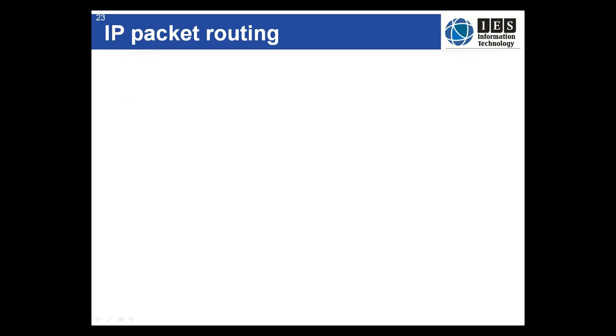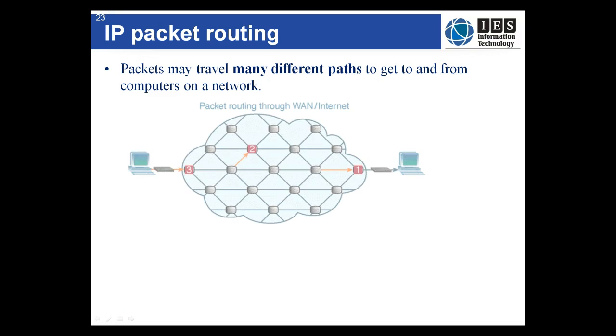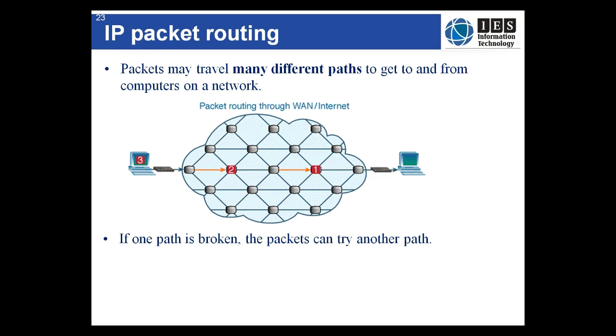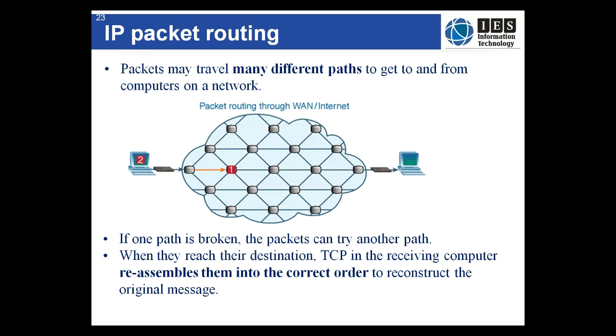Now, TCP doesn't define a route that each packet must follow. Packets may travel many different paths to get to their destination. If a path is broken, then the packets can be routed around it. Similarly, if a link becomes congested for whatever reason, then packets can be routed along a different path. Packets need not arrive in the correct order, but all packets must arrive for TCP to be able to reassemble the data sent.